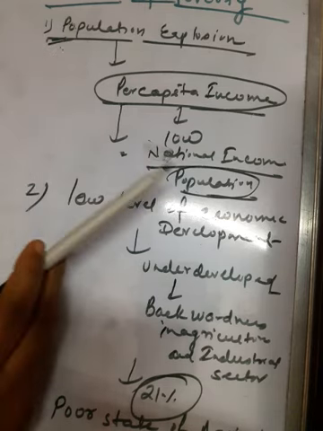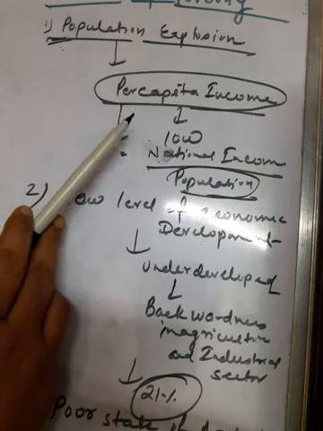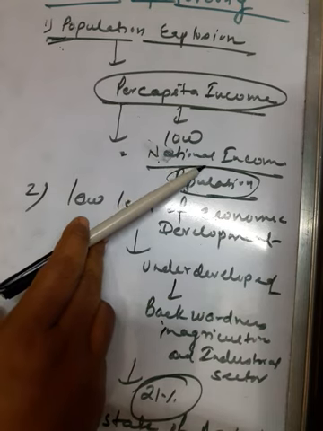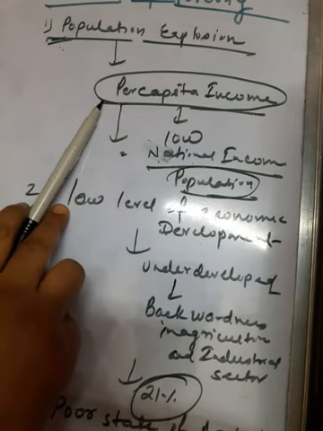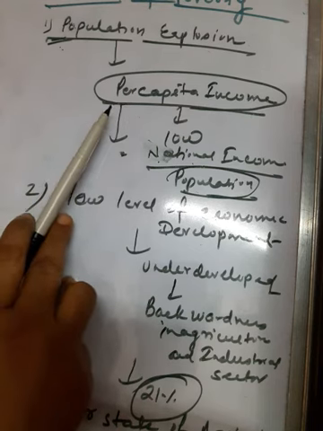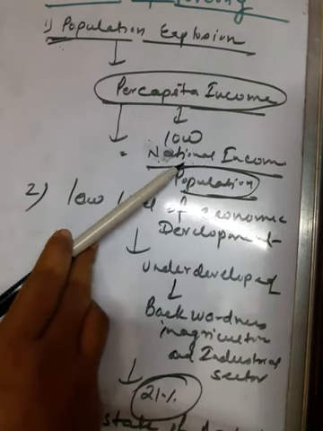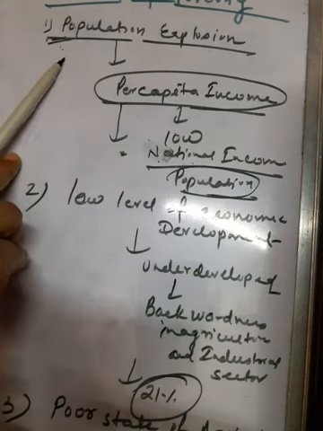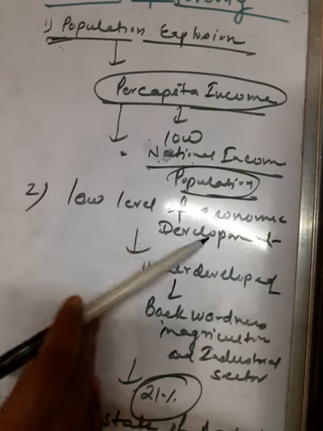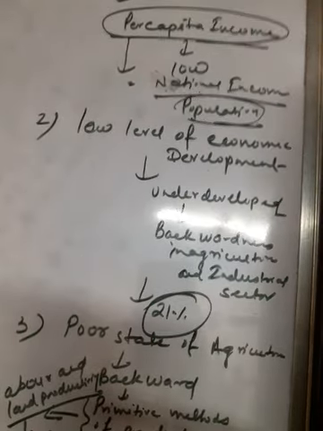It is very obvious that when total national income is thinly spread over a large number of people, per capita income is bound to be low. Though national income has been consistently rising, population has risen far more than the national income of our country. That's why India has the largest concentration of poor people in the world. Second is low level of economic development, and third one is poor state of agriculture.